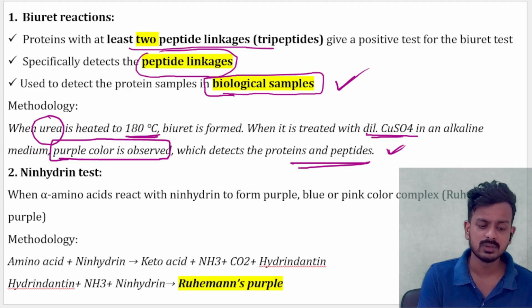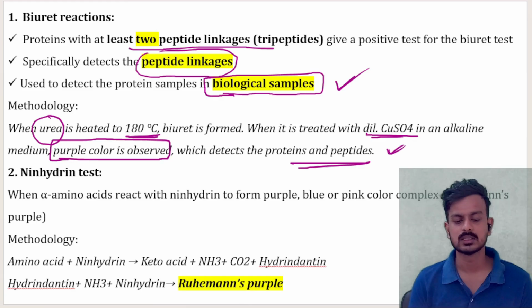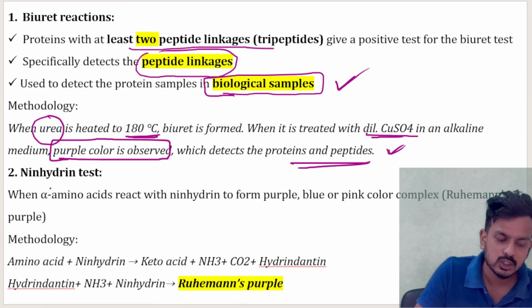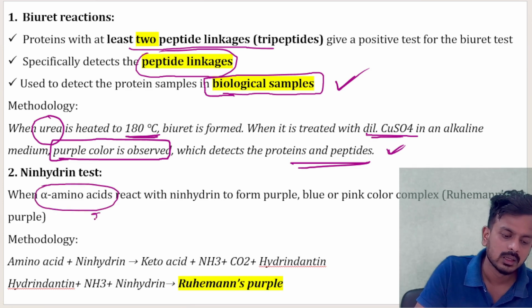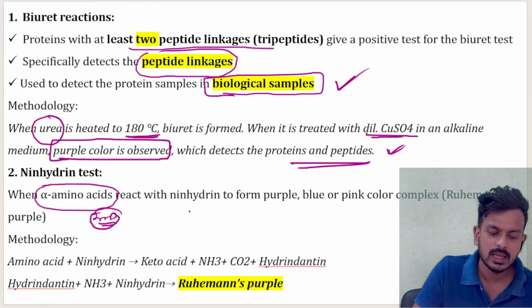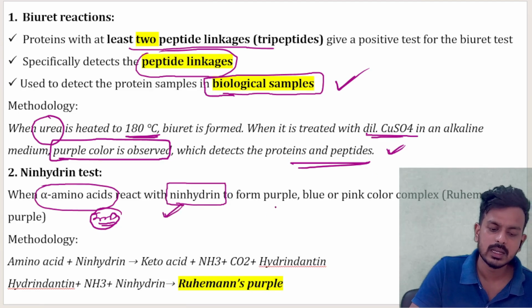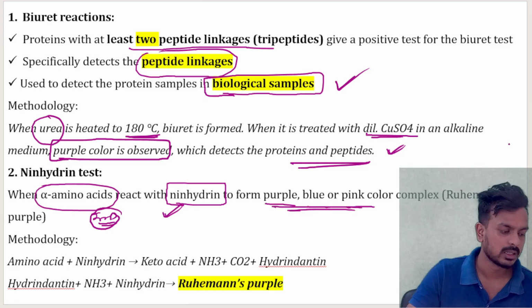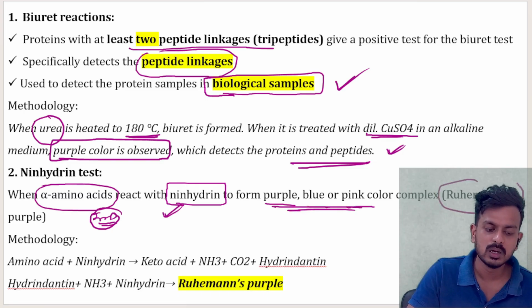The ninhydrin test is very important. Many times this question has been asked. It is basically used for the detection of alpha amino acids. Please note it down. It is used for the detection of what? Alpha amino acids. When an alpha amino acid reacts with ninhydrin, which is a reagent, a purple, blue, or pink color develops. The color that develops, we call Ruhemann's purple.